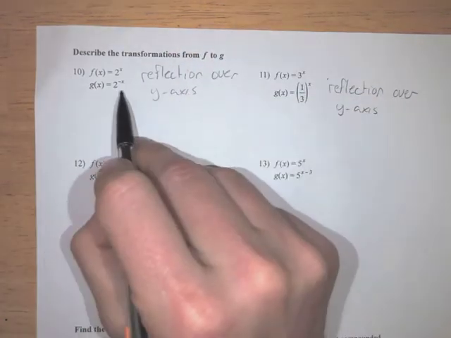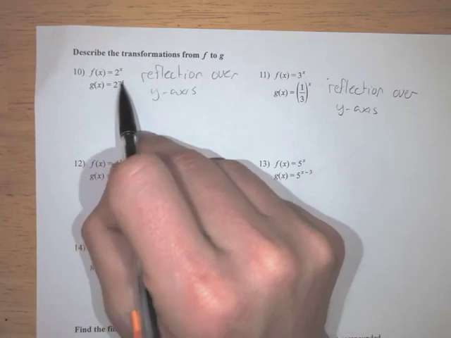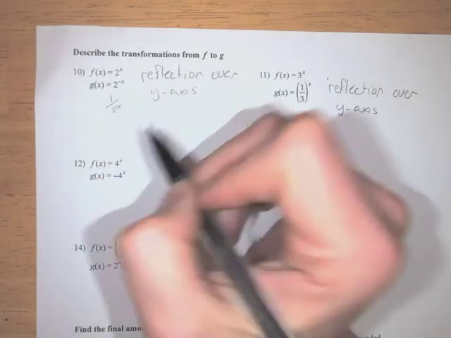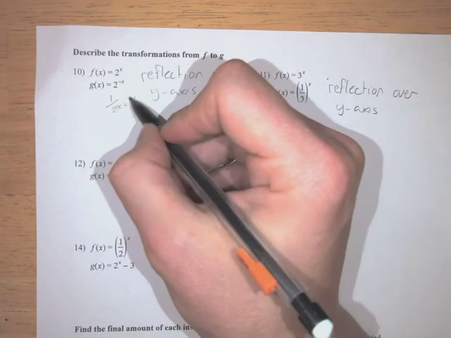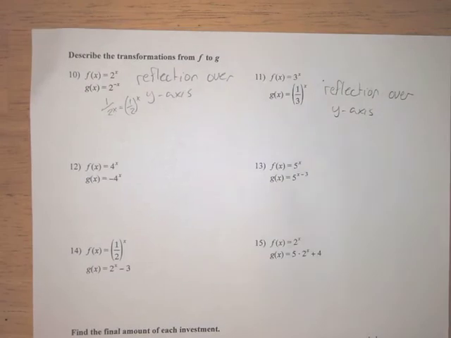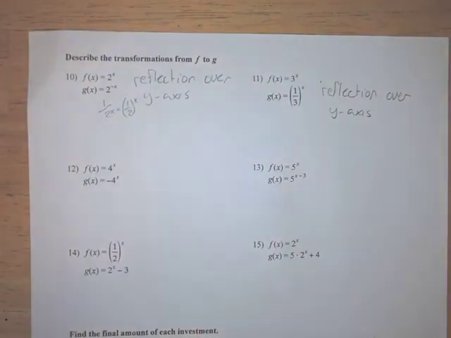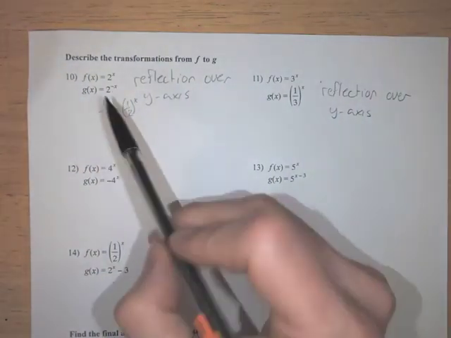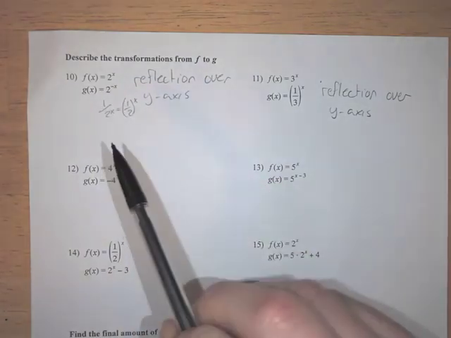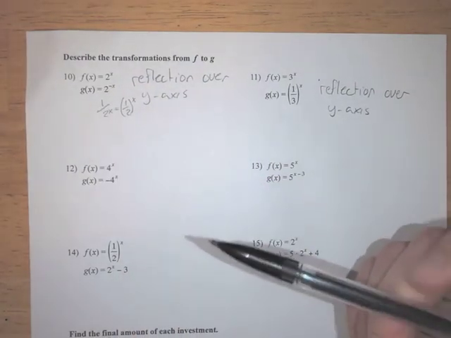Okay, so notice that if I have 2 to the negative x, I can rewrite that as 1 over 2 to the positive x, which is the same thing as 1 over 2 to the x power. And then we'd say, oh, yeah, those are reflections over the y-axis. So no matter what function you have, if you make the x negative before you do whatever operation you're doing, you are going to end up with a reflection over the y-axis.